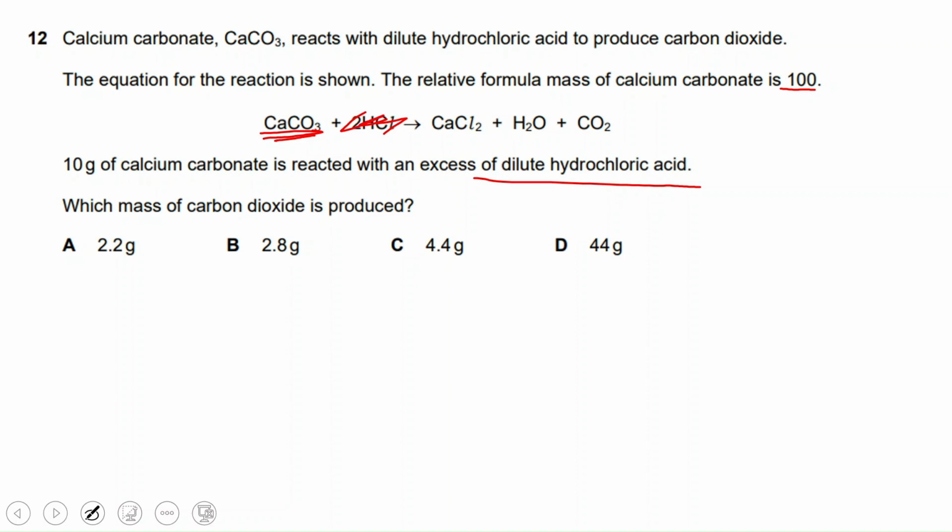Next thing is to find the mass of carbon dioxide produced. So we need to find the moles of carbon dioxide. The moles of carbon dioxide are in the same ratio, so 1:1 means that there are moles of CO2 equal to 0.1. Now we need to find the MR of carbon dioxide.